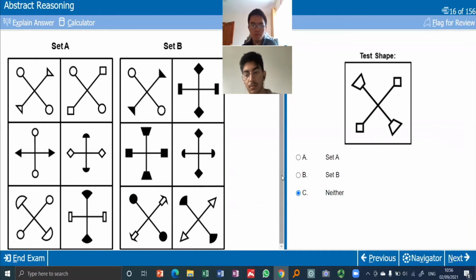Okay, so set A, B, neither questions constitute the most of your 55 questions in total. So it will form around 45 questions. The rest of them will be the complete a statement and complete a series questions.